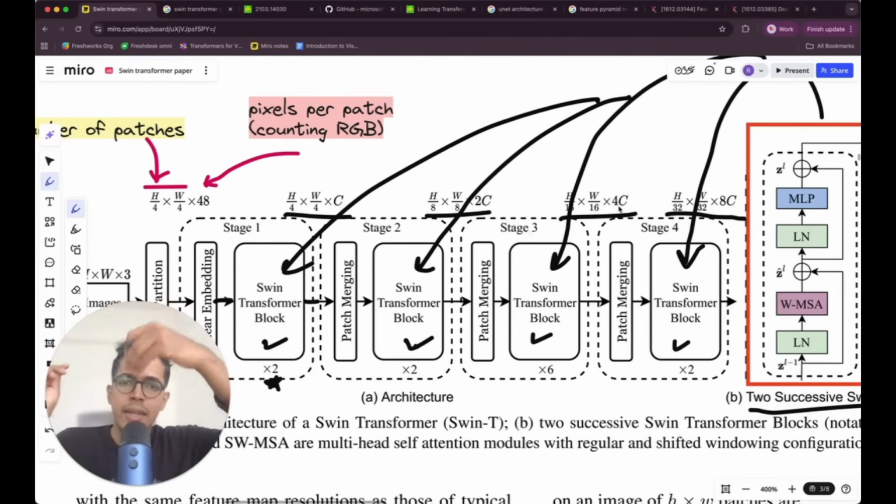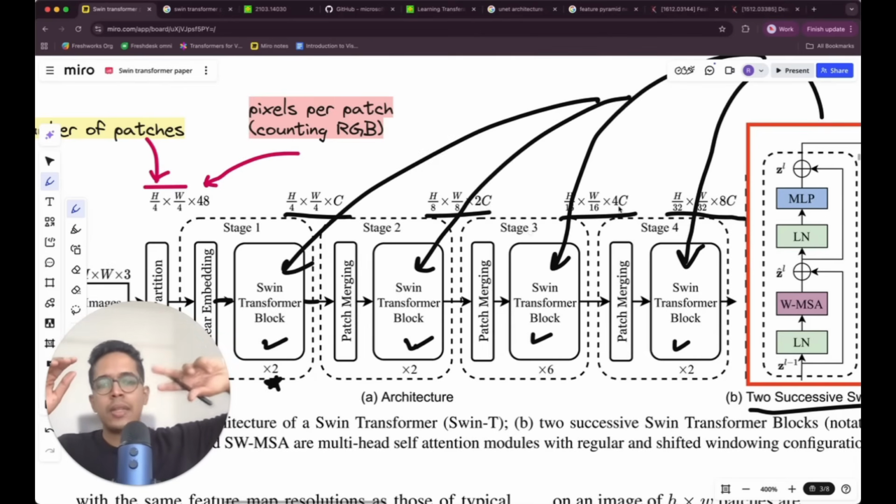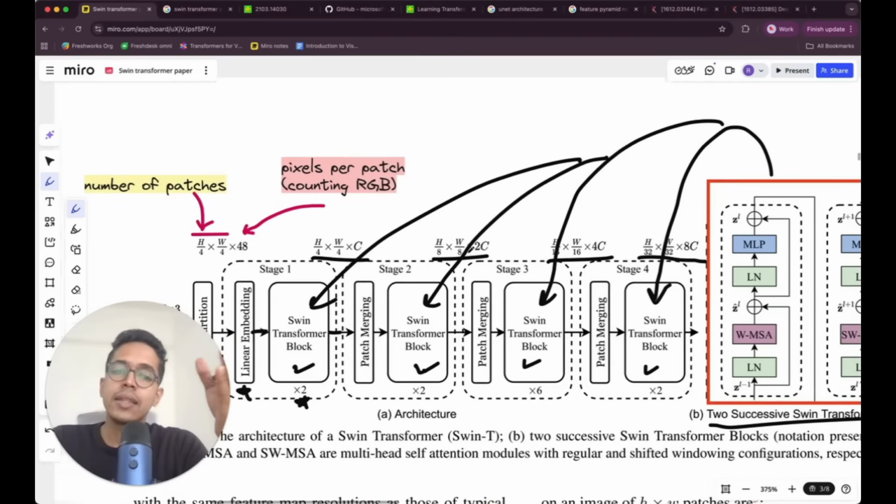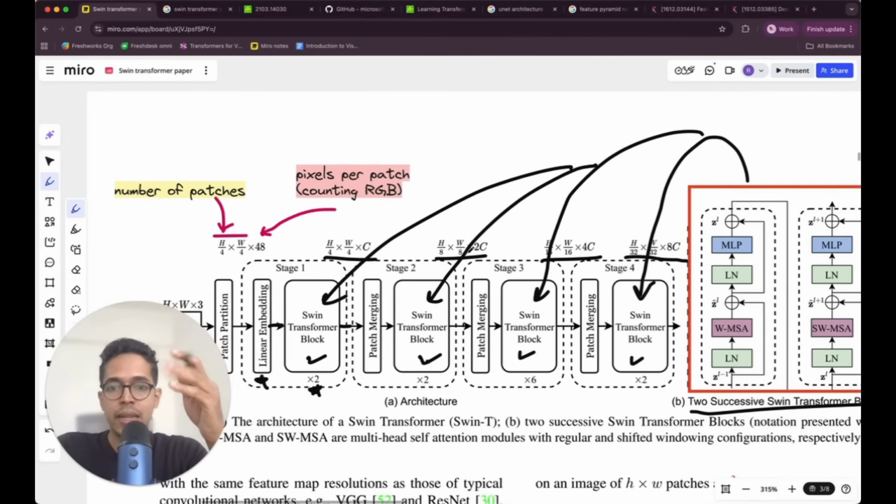So you can see that in each stage, the spatial dimension X and Y both reduces by half. The channel dimension or the embedding dimension doubles in each stage. So C becomes 2C, 2C becomes 4C, 4C becomes 8C. So this is a classic thing which CNN also does. If you remember, in CNN in general, spatial dimension decreases as you go in stages. The channel dimension increases as you go in stages. Here it is not CNN, but effectively that's what's happening.